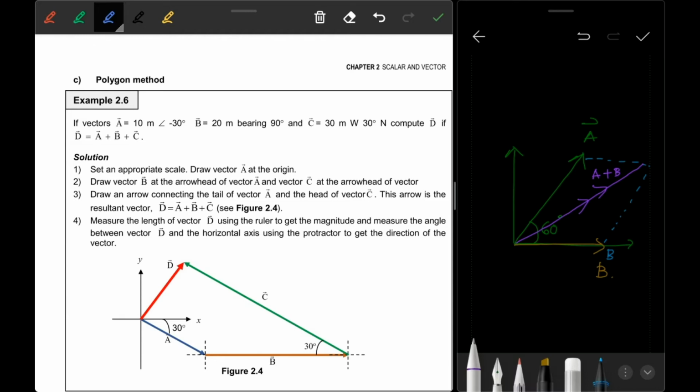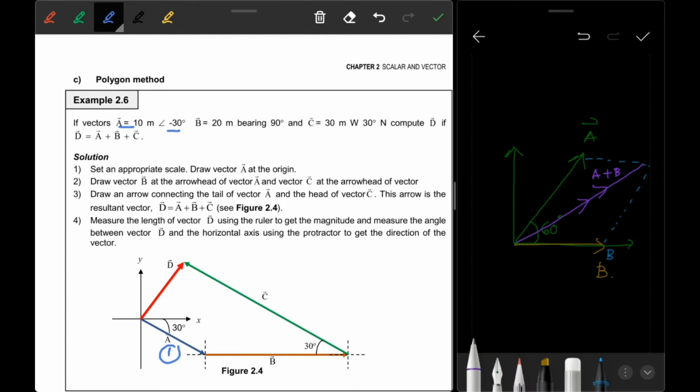To draw the vectors by using the polygon method is the same as the triangle method. You do it one by one. First you draw, for example, here, vector A. The angle here is minus 30. That means it is in the fourth quadrant. So you draw the first vector. This one is the first vector, in the fourth quadrant.